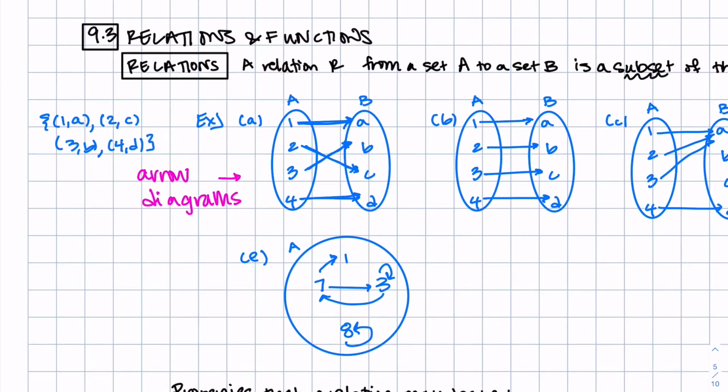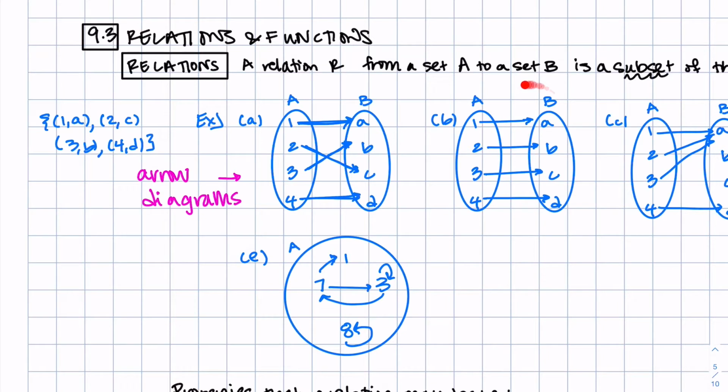And so you can see that is just a subset of the full Cartesian product, where the full Cartesian product would be (1, A), (1, B), (1, C), (1, D), also (2, A), (2, B), (2, C), (2, D), all the way through to get every single ordered pair. So this is a subset. Okay, so here's one example of a relation.